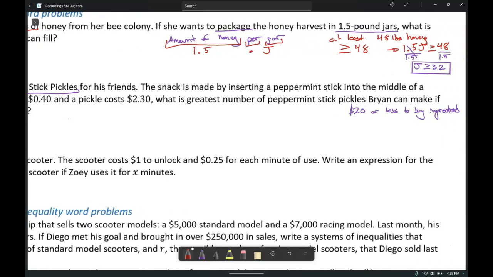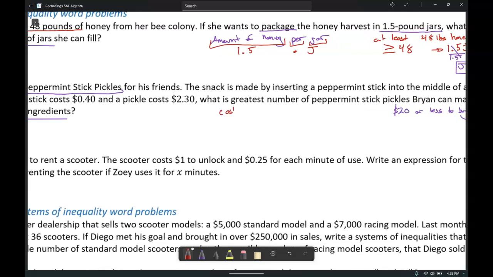And then we have to figure out, okay, how much is each pickle going to cost? Well, for every pickle, there's the cost of the stick and the cost of the pickle for each snack. So this is kind of in a couple parts. The cost of the stick is 40 cents, and the cost of the pickle is $2.30. And those get combined for every single pickle.